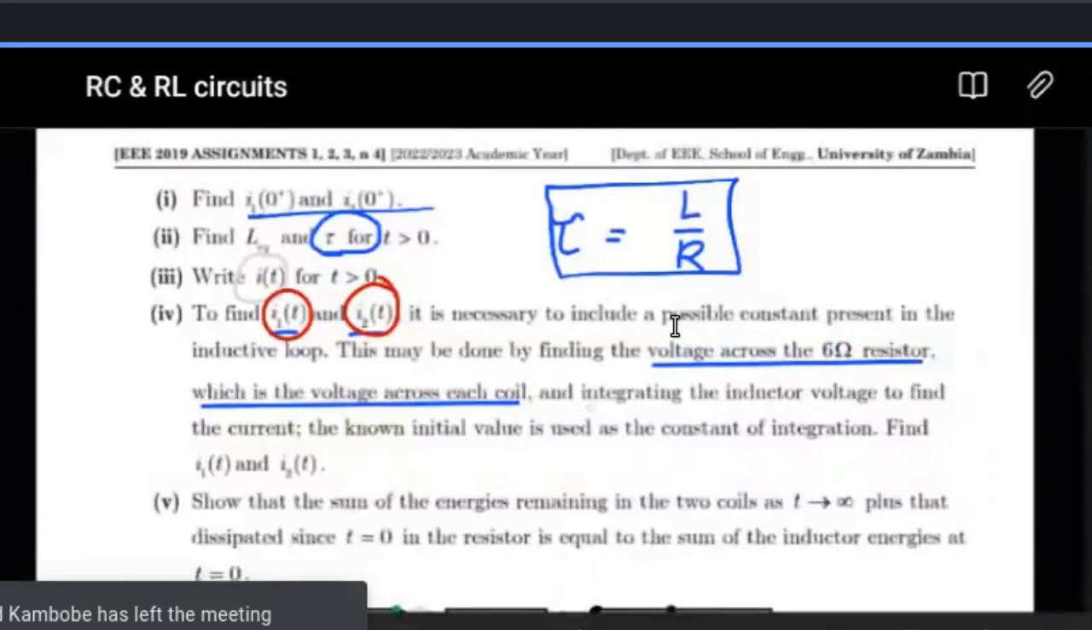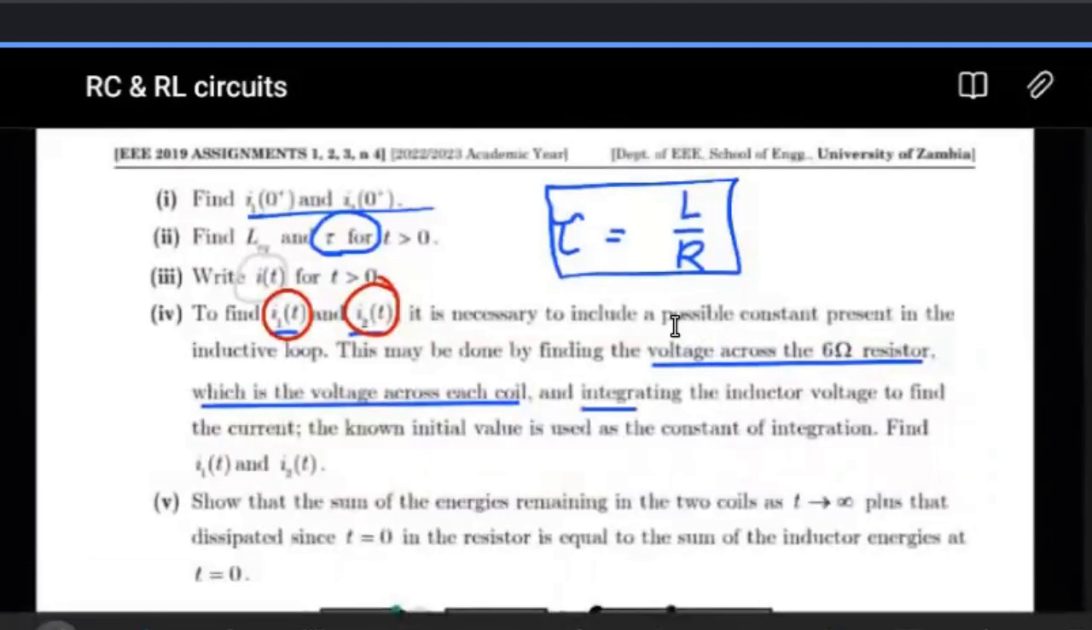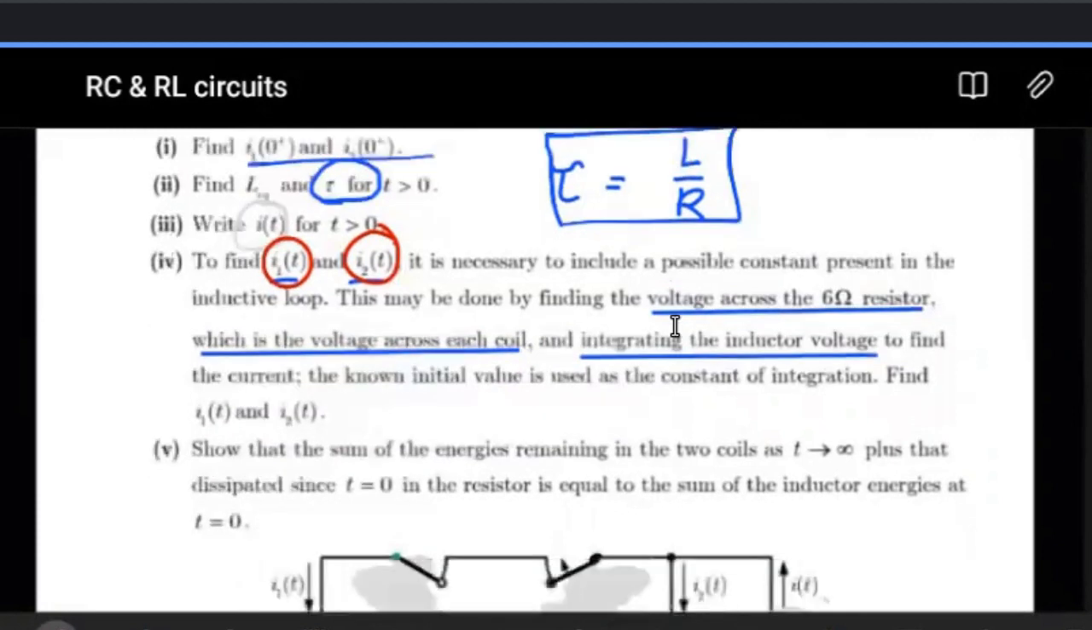Now, after doing that, what else is here? Integrating the inductor voltage, see this? They're saying integrate the inductor voltage to find the current. Let's see, why are they saying this?